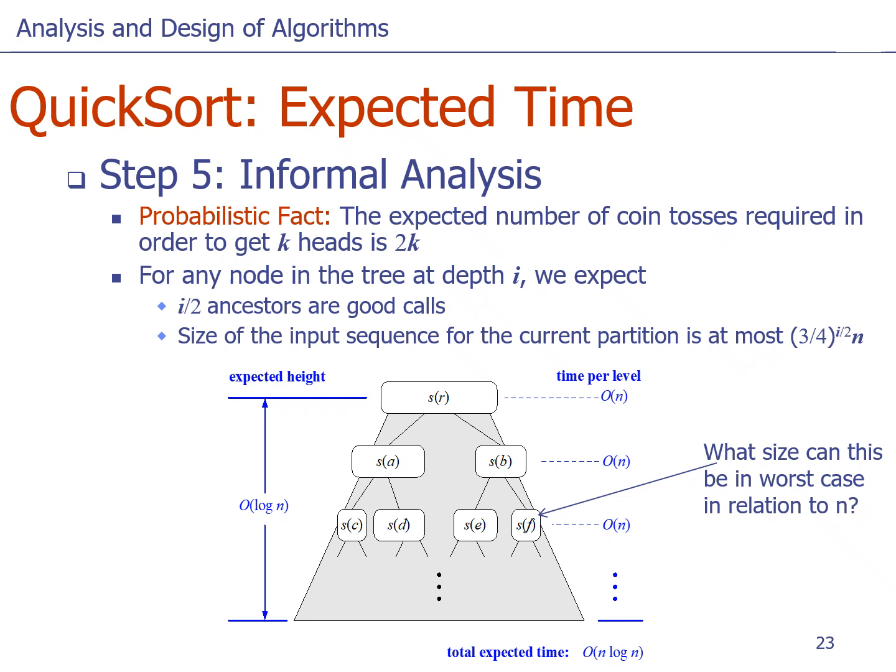So I'm going to solve with you the analysis step in two ways. I'm going to show you the informal, kind of intuitive way to reach a conclusion about the performance, and I will also show you the formal way. Okay? Now, to go about the informal one, we will have to use this probabilistic fact that states that the number of coin tosses that you are required to make to get k heads is 2k.